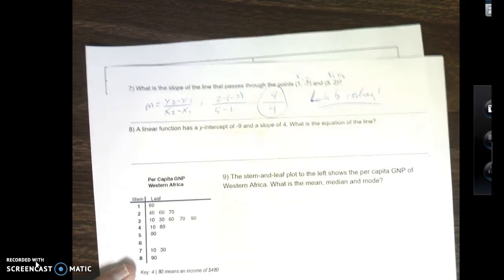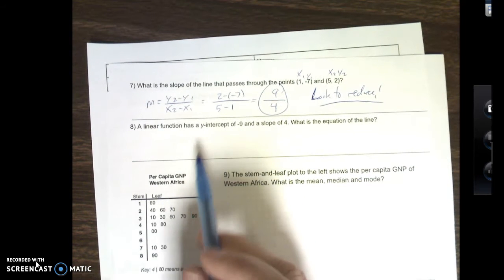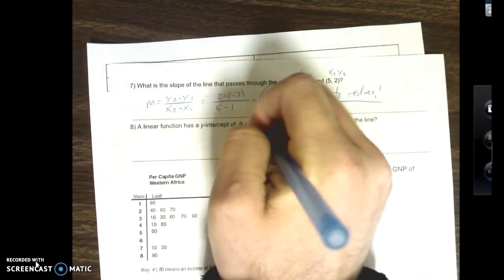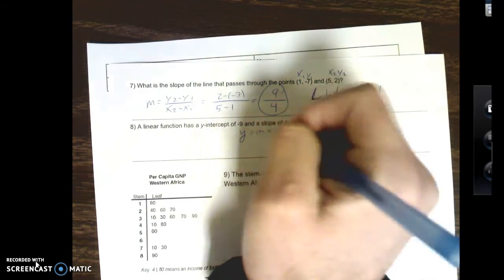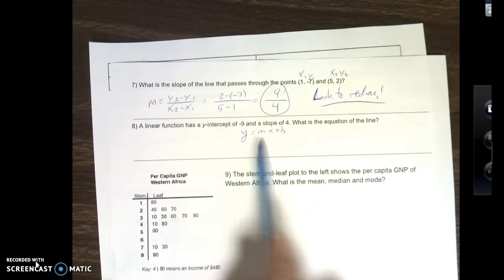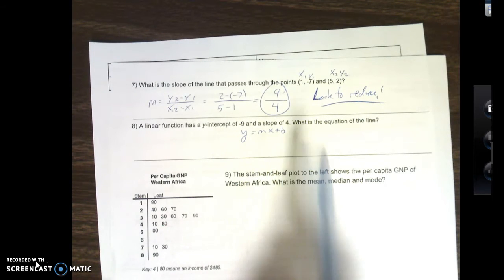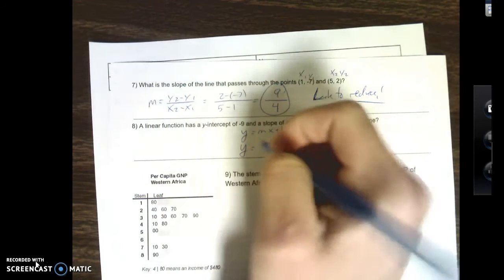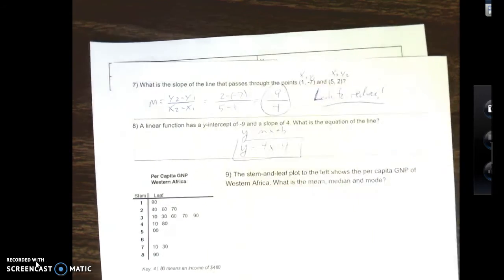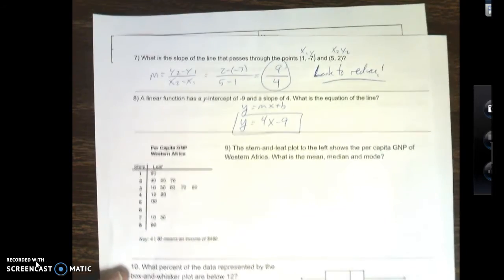There we go. Okay. A linear function has a y-intercept of -9 and a slope of 4. What's the equation of the line? Guys, this is the easiest question in the world. Slope is m. Y-intercept is b. So I'm just plugging stuff in here. Y equals 4x minus 9. That's all she wrote. You win. Okay? Yes, it's that simple.